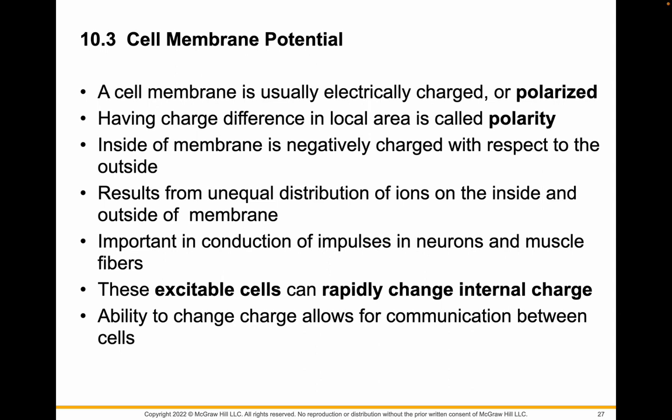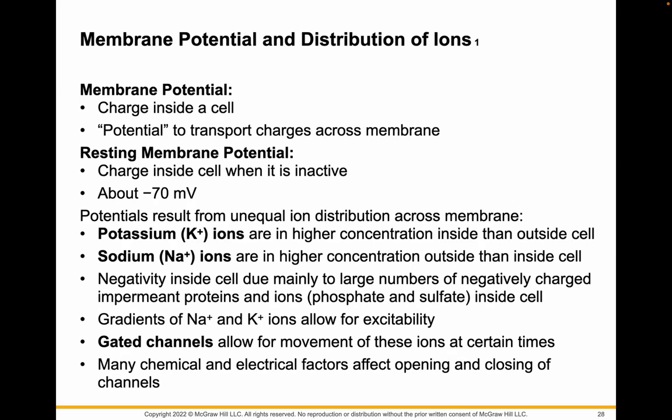These cells are what's called excitable and can rapidly change their charges. And this charge change, it's going to be a wave of charge change, is called an action potential, and it's the electrical energy that is used to communicate between cells. And so the charge inside the cell is actually measurable, and it's called the membrane potential because there is potential to transport charges across the membrane. It's potential energy. And the resting membrane potential is what value that is inside the cell when it's at rest.